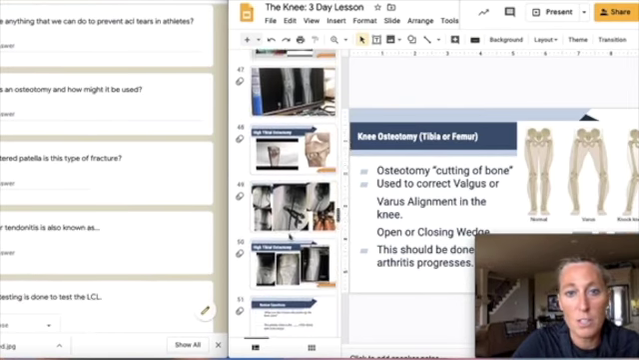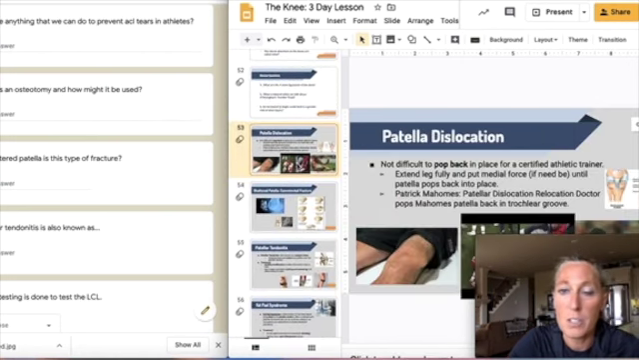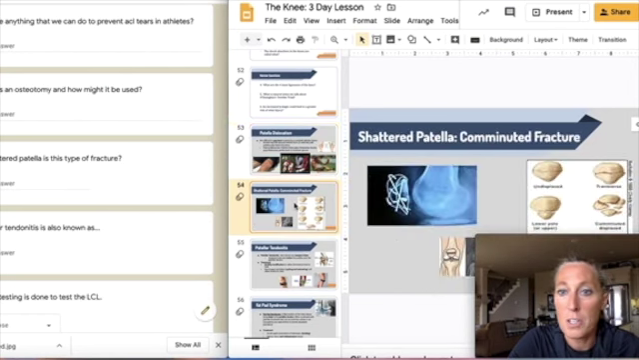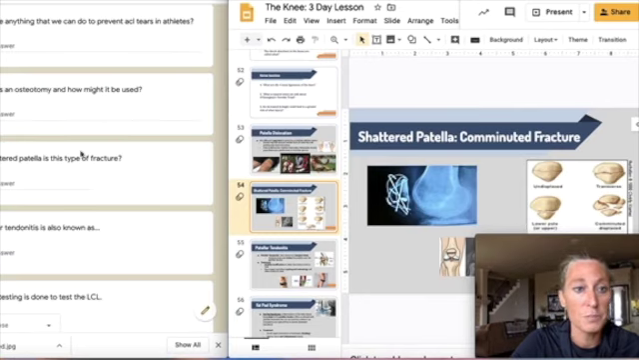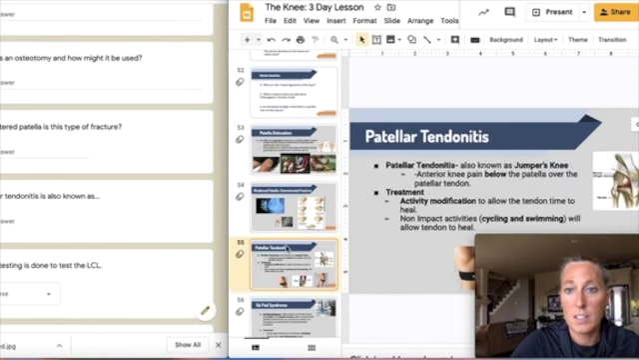Let's find our patella. Passed a little bit there. Patella dislocation. Here's patella. It's a comminuted fracture. Remember, if a bone is broken into 3 or more pieces, it's a comminuted fracture. Patellar tendonitis is also known as jumper's knee.